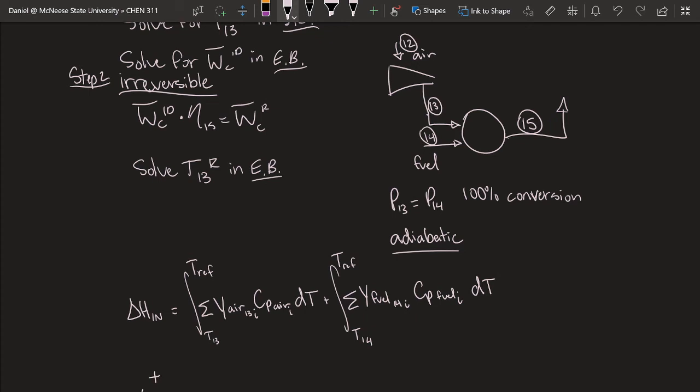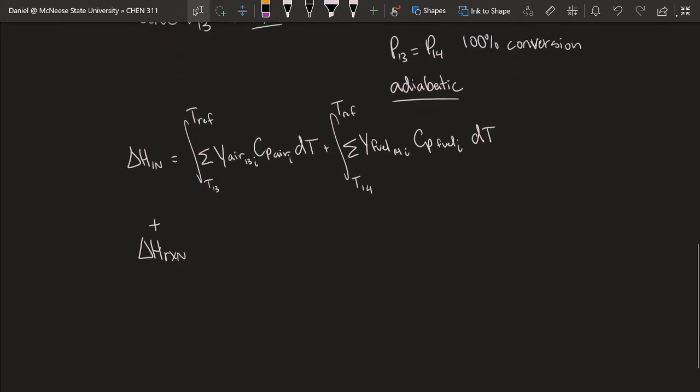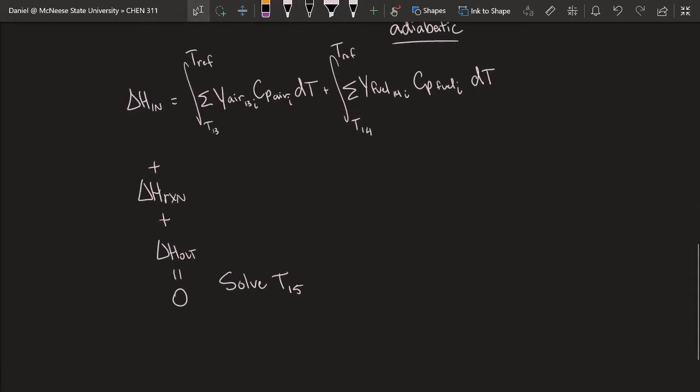Okay, and then you do the same thing for the reaction, plus delta H out, and this all equals 0. And then you use this to find T15. All right, and then you do the exact same thing that you did for the compressor, just backwards. When I say backwards, I just mean that it's expanding. So it looks exactly the same, it's just for the two different temperatures.